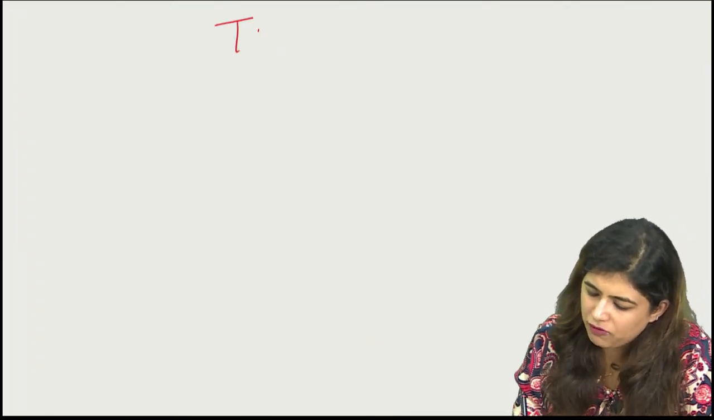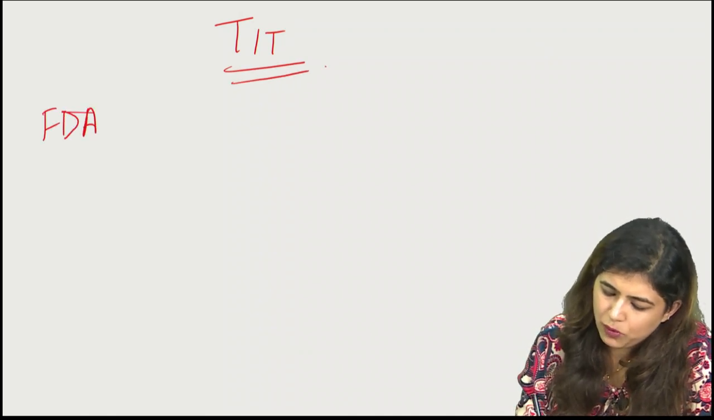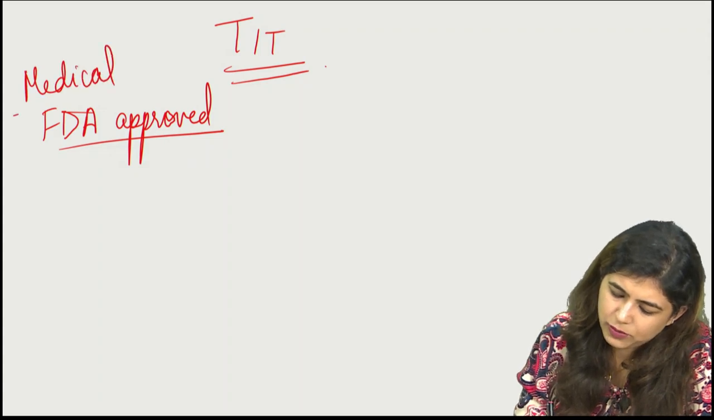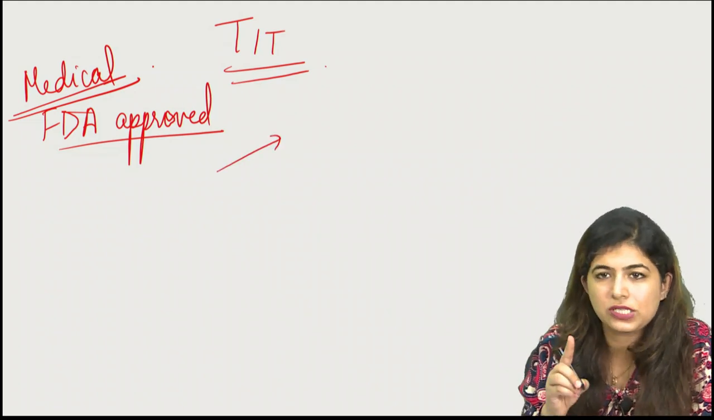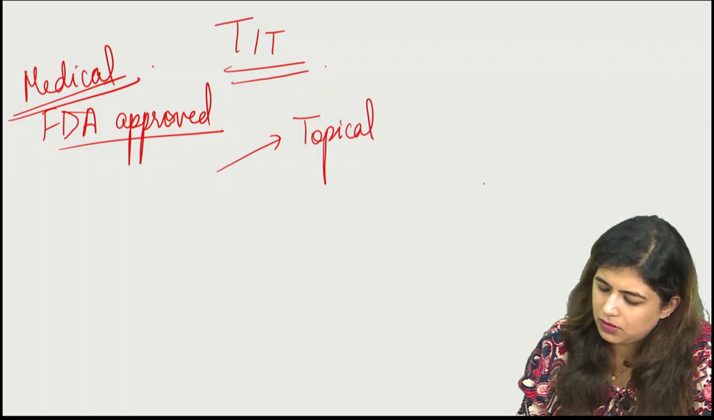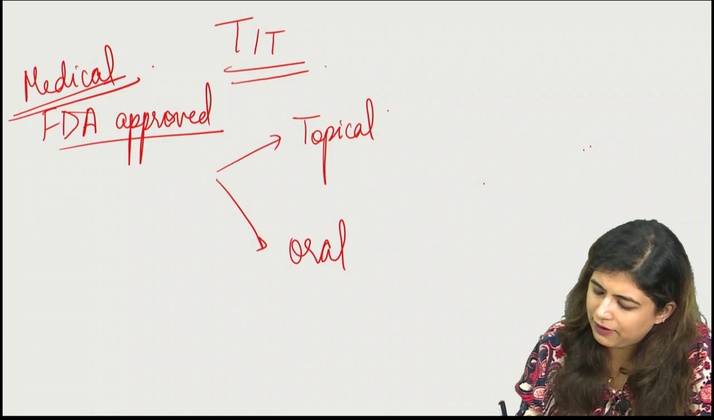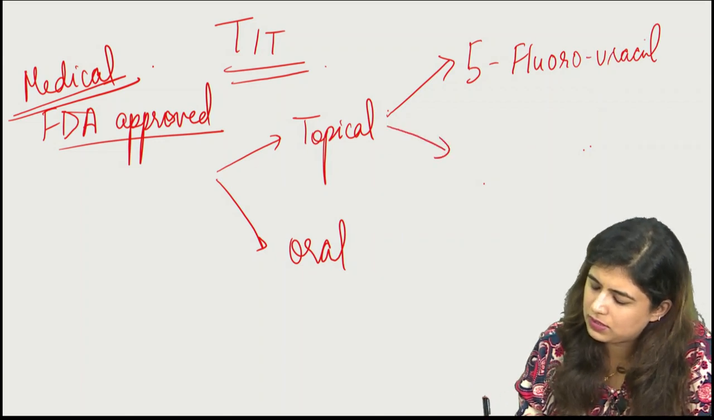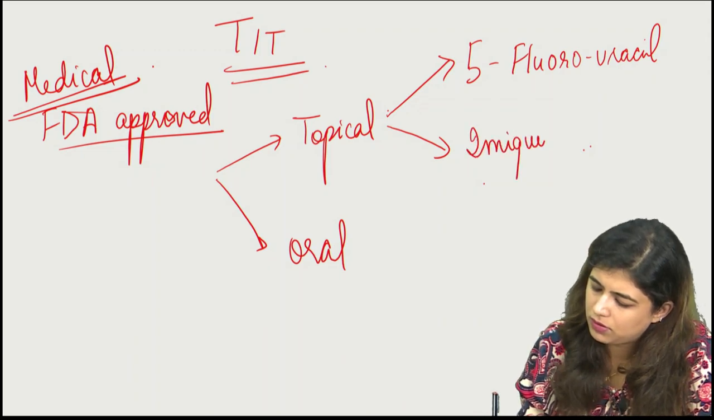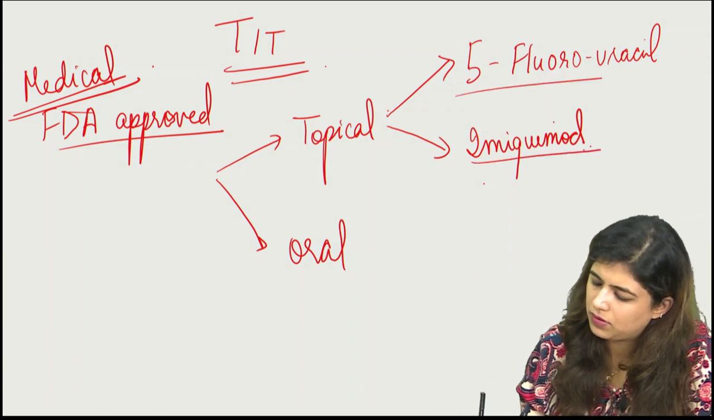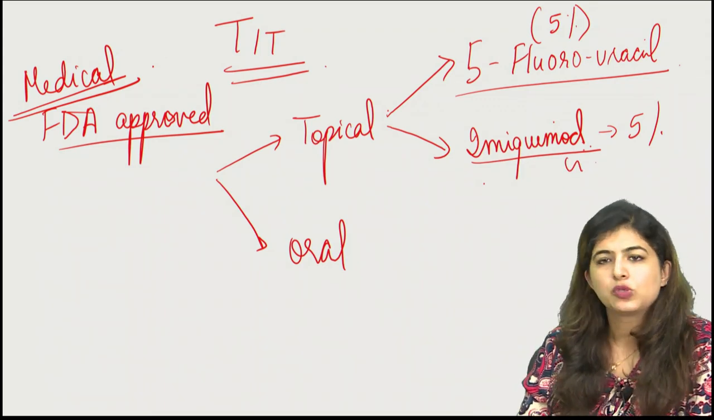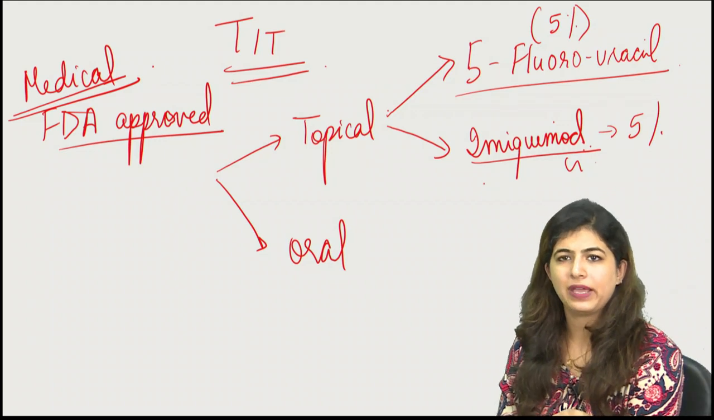Now coming on to the treatment of BCC. If we talk about FDA approved treatments, medical. So in the medical management of BCC, the FDA approved treatment, as the question is asking us, is either topical or oral. In the topical FDA approved treatments, we have 5-fluorouracil cream, and this is imiquimod. So this is generally 5% 5-fluorouracil cream, and this is also 5% imiquimod cream. So these are the two topical drugs approved by FDA for the treatment of BCC.